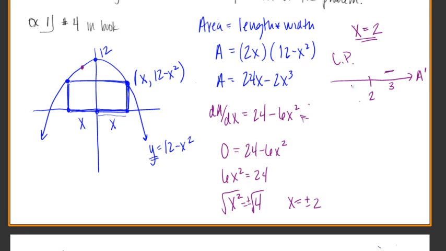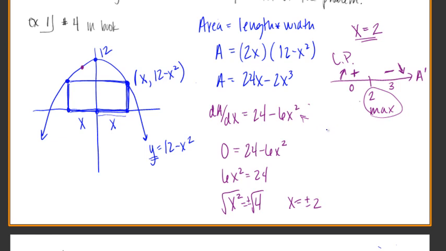If we test a number to the left of 2, let's say 0, that's pretty simple. 24 minus 0 is positive. So what we've just found is to the left of 2, our slope is positive, which means we're increasing. To the right of 2, our slope is negative, so it's decreasing. If we're going from up to down, that means we definitely had a max sitting right there at 2.